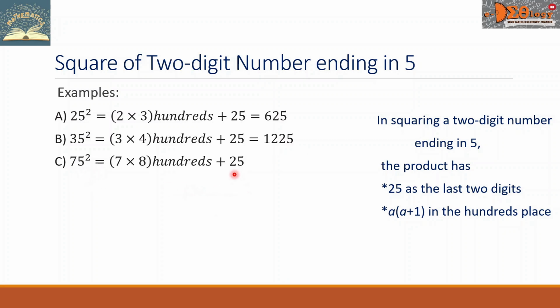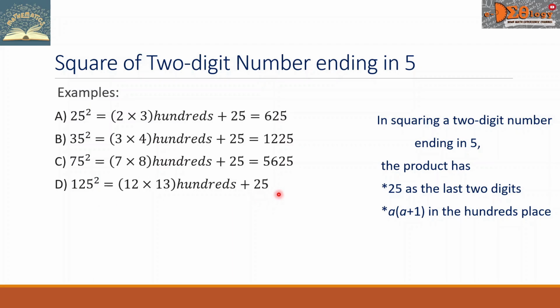What about 75 squared? The answer will end in 25. And for the hundreds place, the tens digit is 7 times the next digit to it, which is 8. 7 times 8 is 56. Then we attach 25 at the end. So the answer is 5,625.